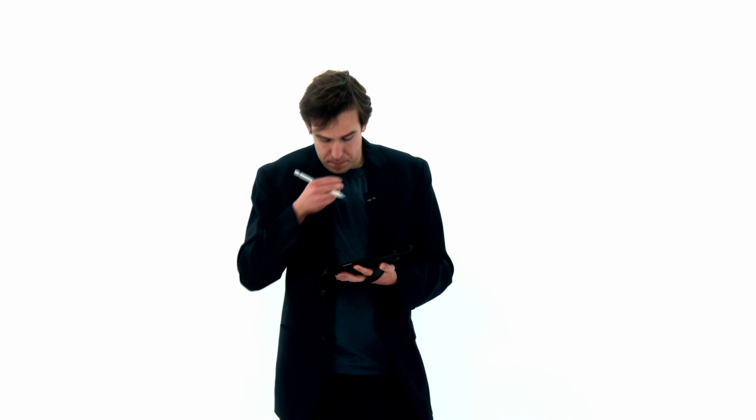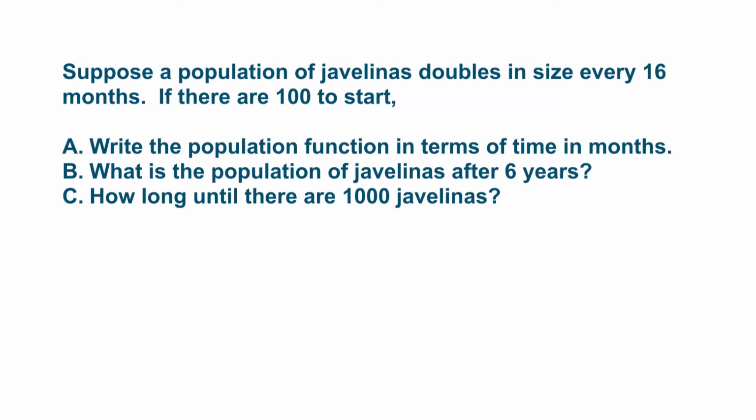So let's look at an example. Suppose we have a population of javelinas, and they double in size every 16 months. That is, I start with a certain number of javelinas, and after 16 months, there are twice as many as I had at the start. Of course, again, this is not necessarily a reasonable model for the long term. Eventually, you're going to have way too many for the ecosystem to support. But this is just an example of mathematics in action. We would, in reality, refine this model more carefully. But for now, we'll assume it's accurate.